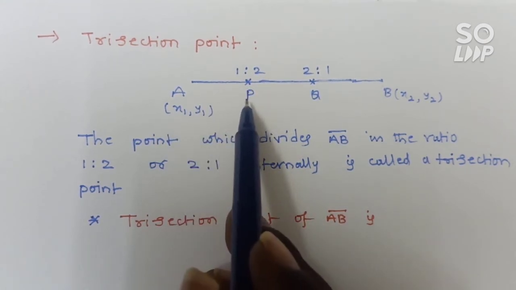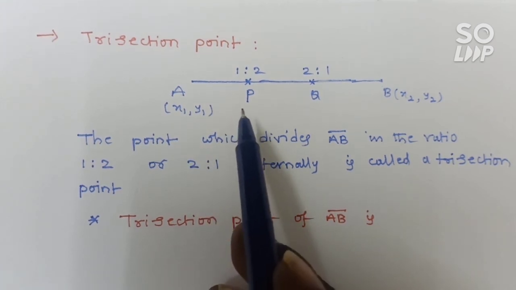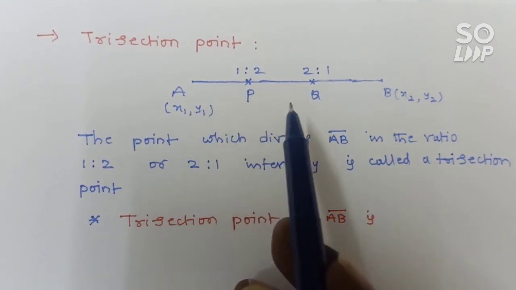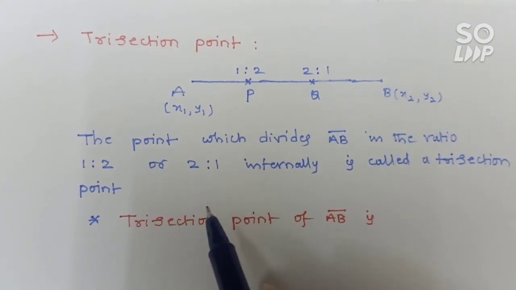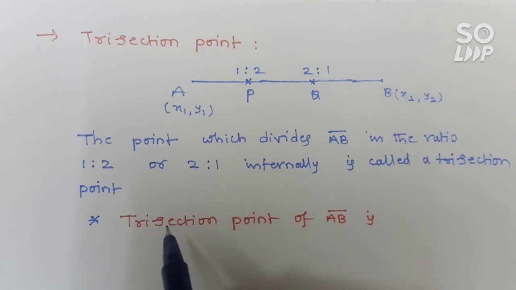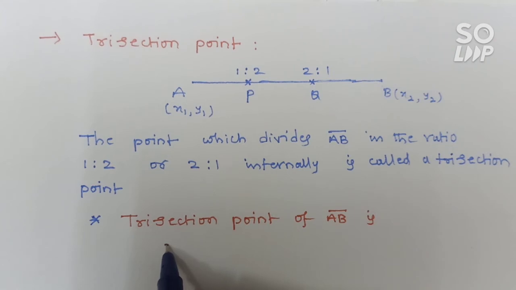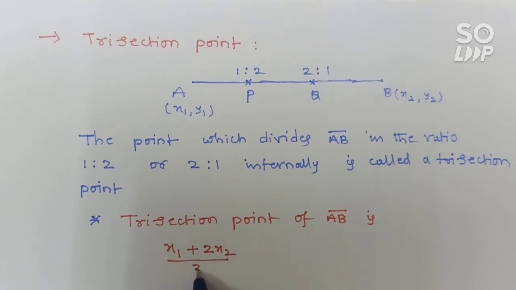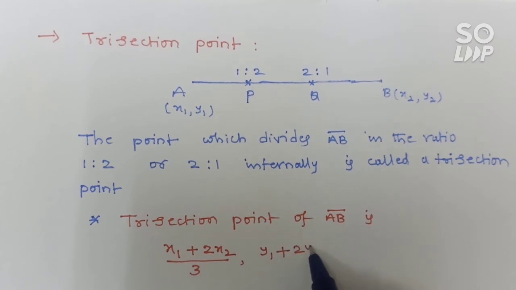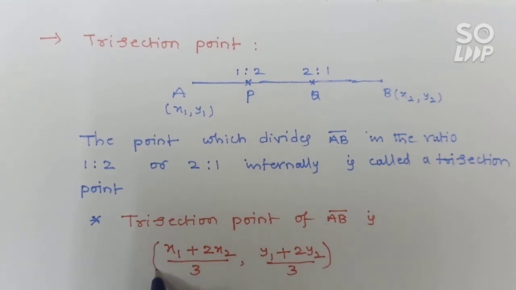You know already in the previously discussed internal section formula: (Lx2 plus Mx1) by (L plus M), comma (Ly2 plus My1) by (L plus M). So by using that formula, here you can say that one point is (x1 plus 2x2) by 3, comma (y1 plus 2y2) whole divided by 3. So this is that one point.